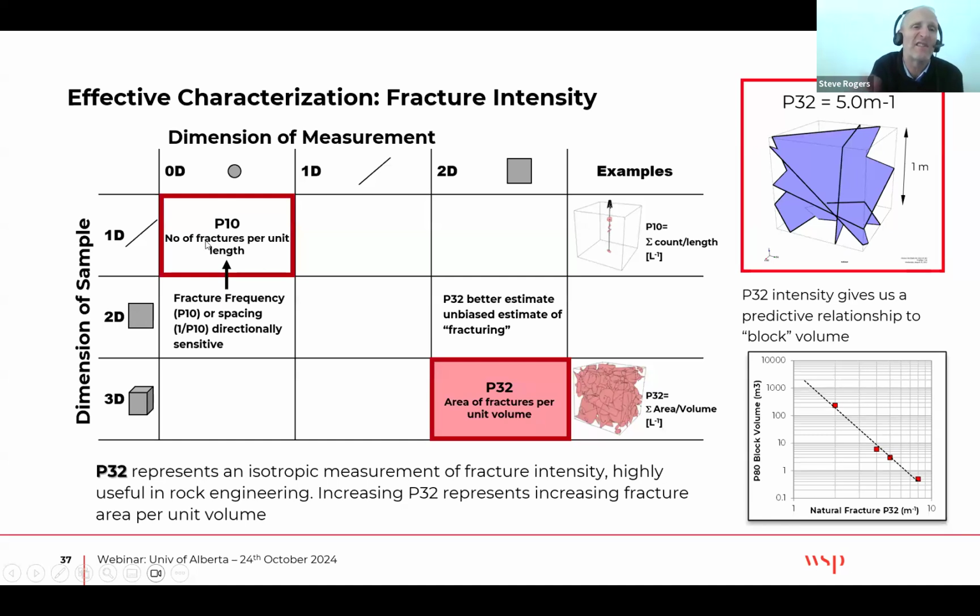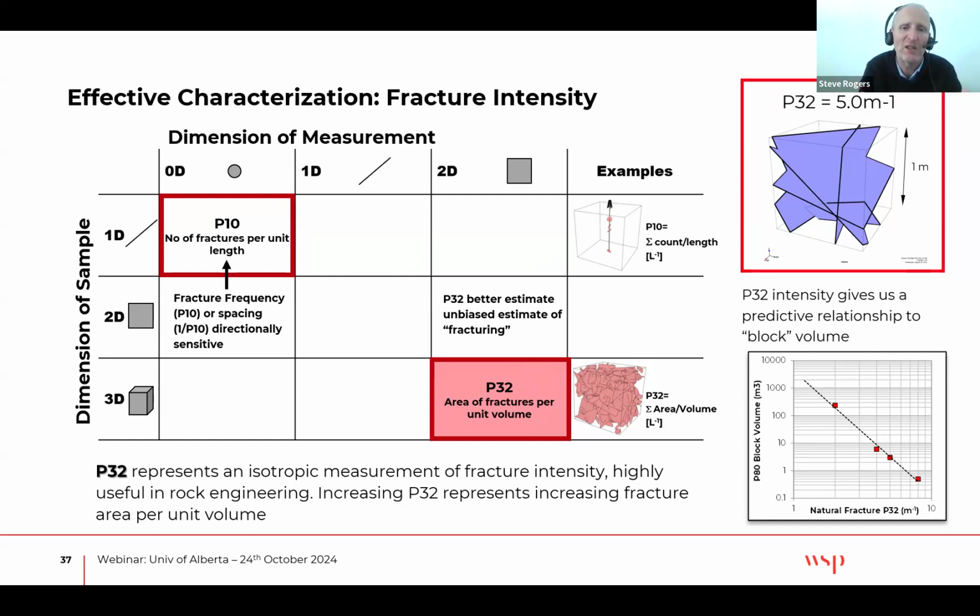Fracture frequency is effectively what we call P10 here. Obviously, it's a 1-dimensional sample and it's a count. It's a 0-dimensional measurement. So what we want to try to do is take the vein logged P10s of the critical veins, and only the critical veins, and turn that into a P32 that we can start to use, because it turns out P32 is this wonderful intrinsic property.